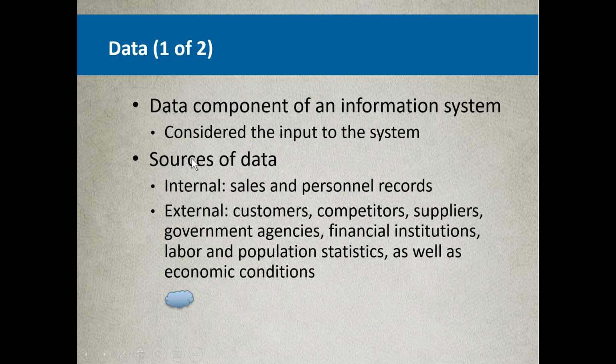So when they talk about the key sources of data, there's internal and, of course, external data. External data would be things like information on our customers, our competitors, who supplies us with our products, any of the government agencies involved, our banking information, labor and demographic statistics, as well as economic conditions. All this is additional data companies utilize to help come up with better information, and that's managing information systems.